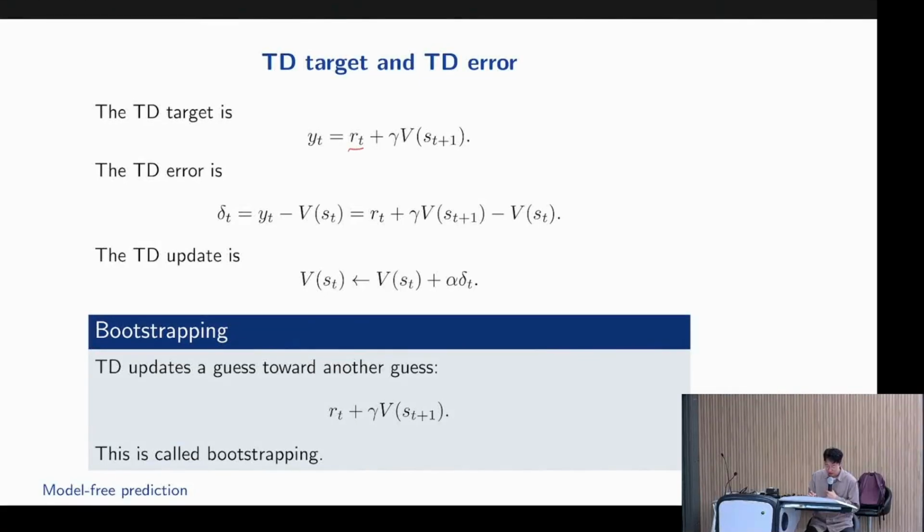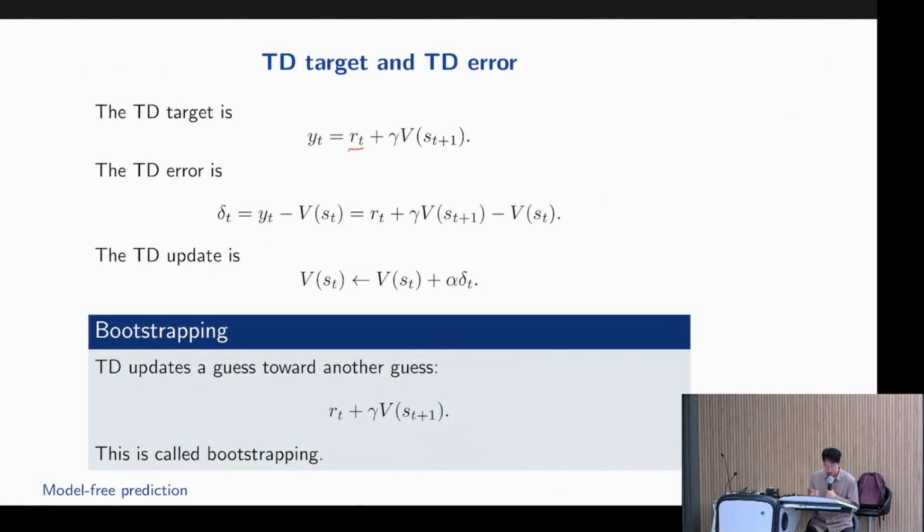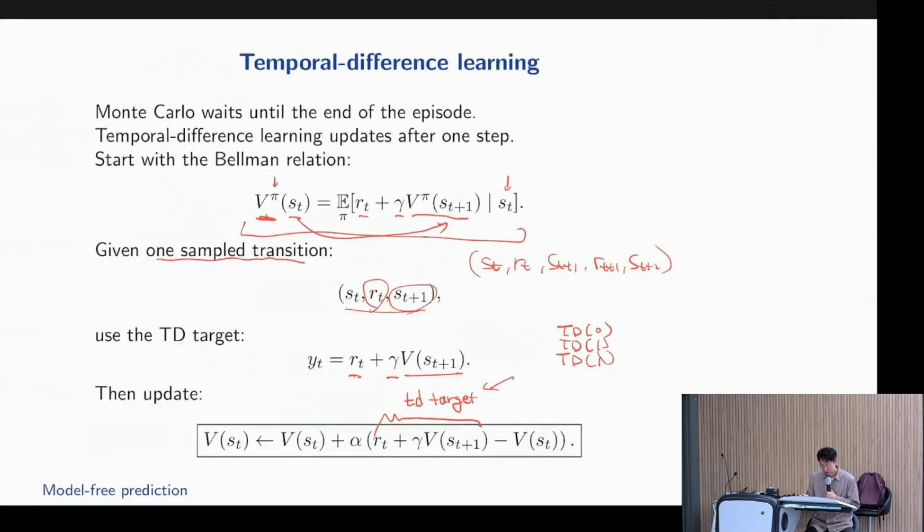So your target is the immediate reward that happened in this transition plus the value of the next state. Your TD error is the target minus your current estimate. And your update is to update the current belief about the value of the state with some learning rate times the error. This type of algorithm is called bootstrapping, where you update your guess towards another guess, because the target involves the value of some other state. What's nice about this is it utilizes Bellman consistency, and you can learn from a single sample.